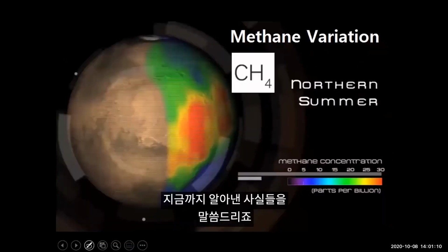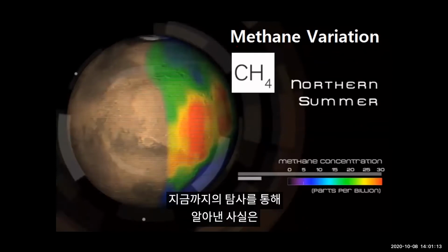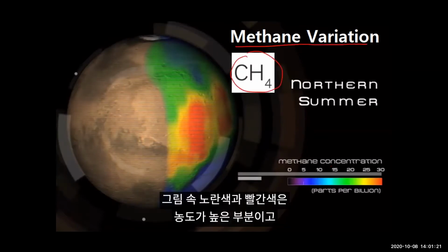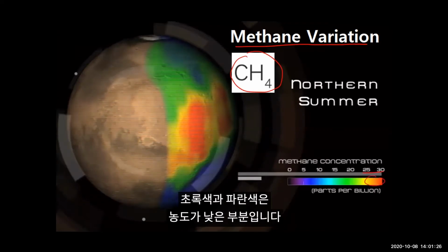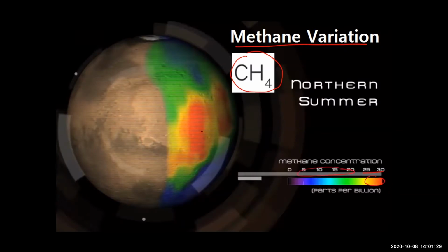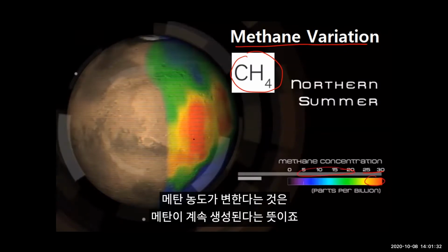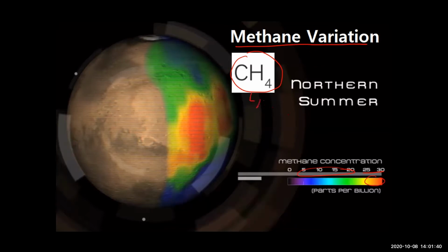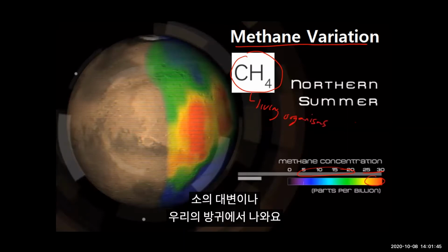So this is what we found out so far. From previous missions, we learned that the methane level, CH4, on Mars changes. Why is it important here? Yellow and red mean high concentrations, and green and blue are lower concentrations. When the methane level changes, that means something is producing methane. We know that on Earth, most methane comes from living organisms, such as cow poo or when you fart.